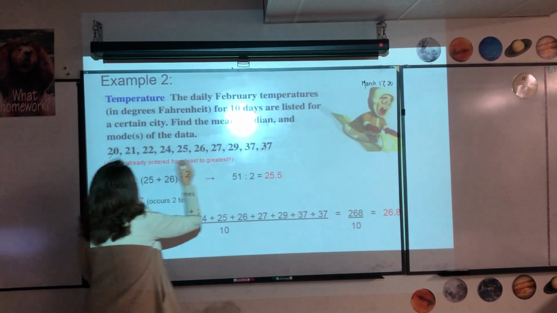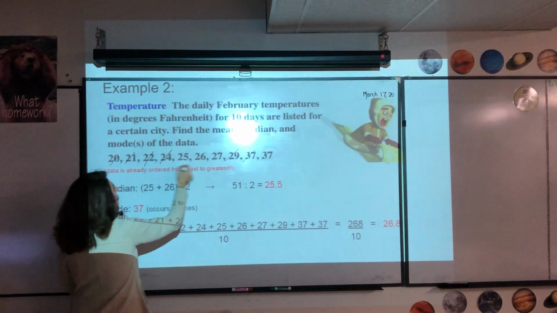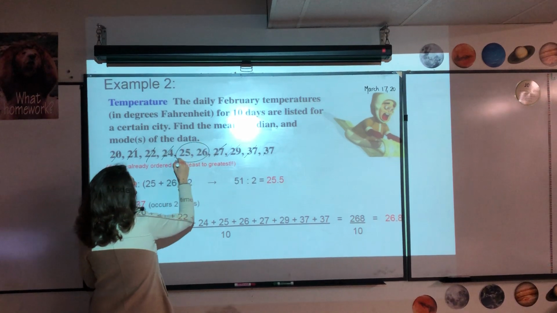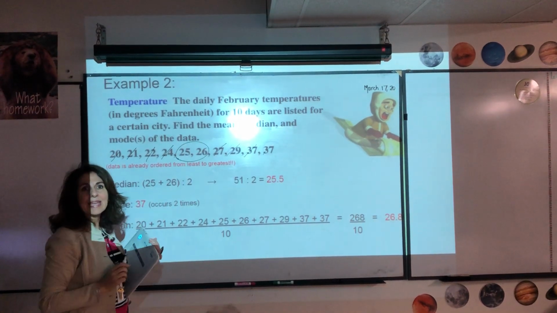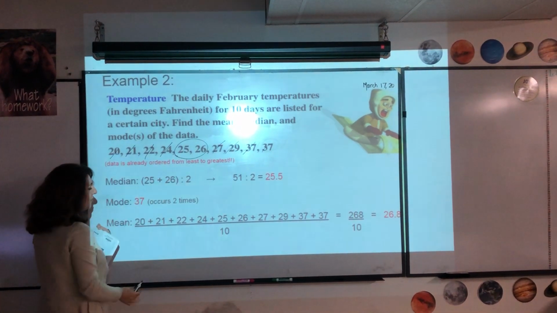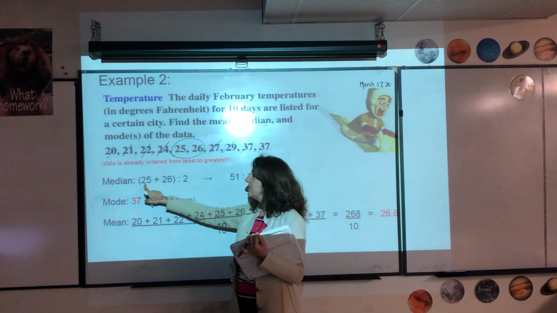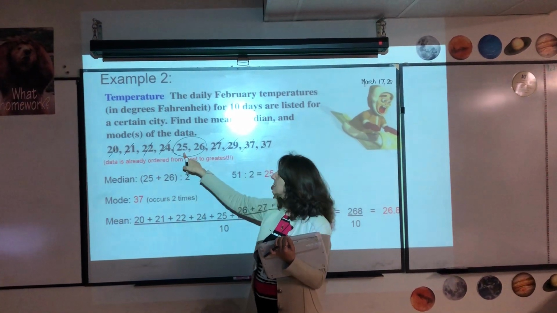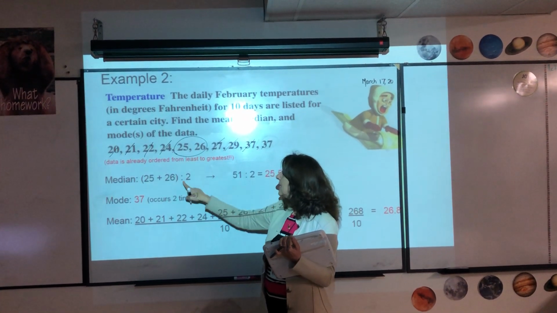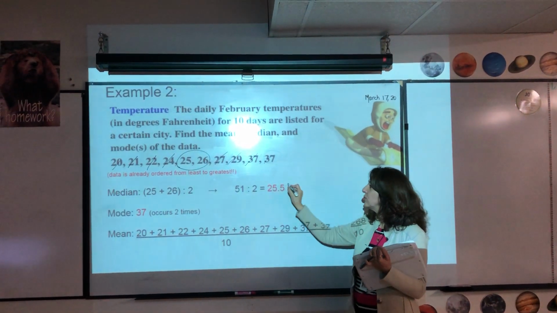20, 37, 21, 37, 29, 22. So here we are. Numbers 25 and 26. That is exactly the middle of my information. So what do I do with those numbers? 25 plus 26, the two numbers that I found here, and I divide by 2. This is 51 divided by 2.